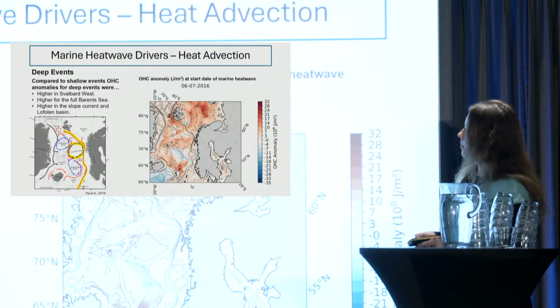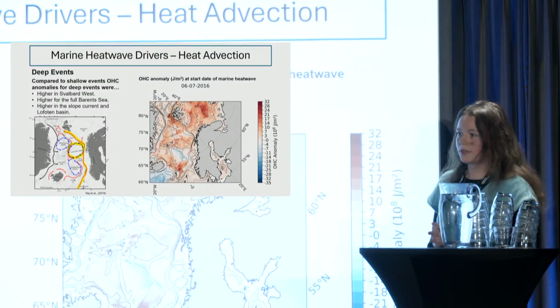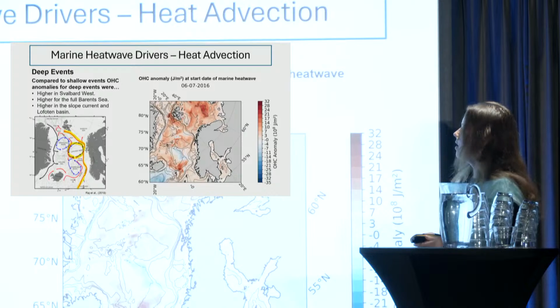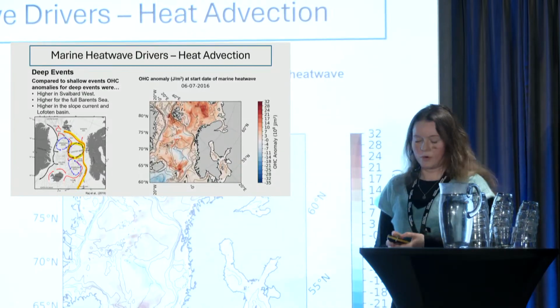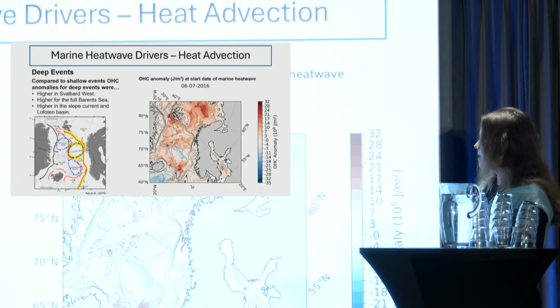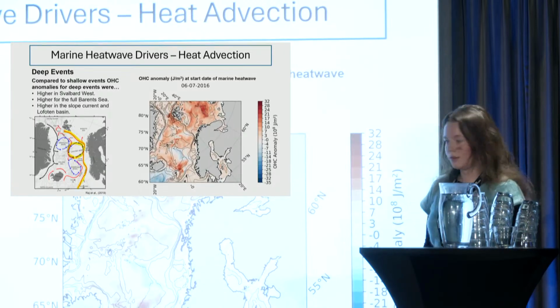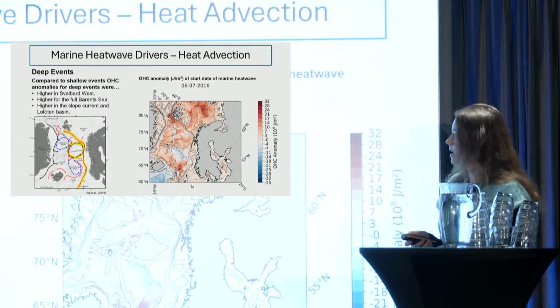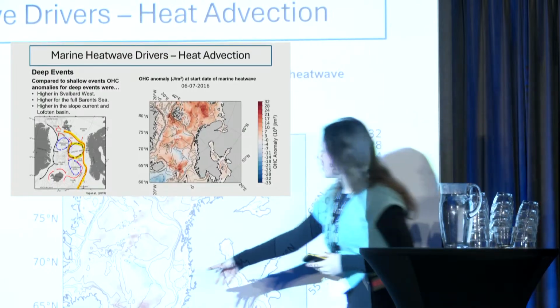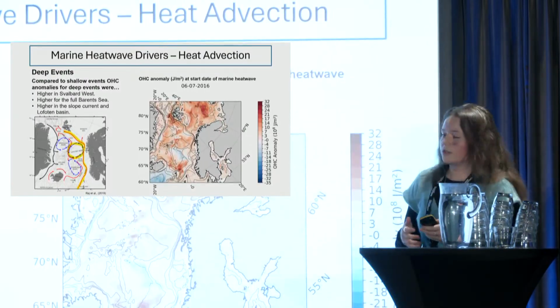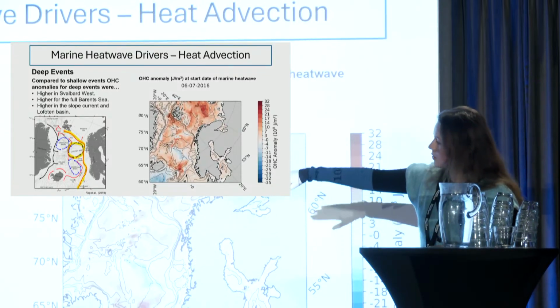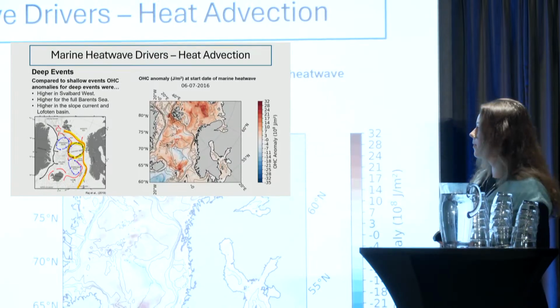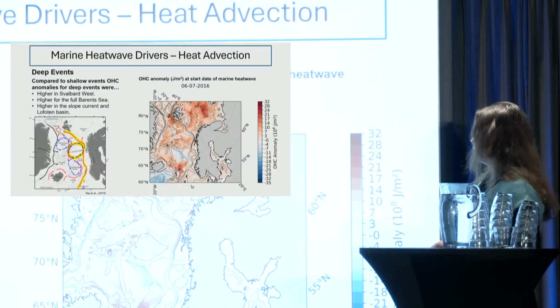In comparison, when we looked at the ocean heat content anomaly on the start date of the deep events, we found that the anomaly was higher in Svalbard West, our boxed region here, but also higher for the full Barents Sea. If I flick back and forth, you can see quite a difference in the ocean heat content anomaly between the shallow and deep events. Instead of being in this current pathway, we found that the anomaly was higher in the slope current, highlighted in yellow, that follows the coast of Norway and then up the west coast of Svalbard, and also higher in the Lofoten Basin.